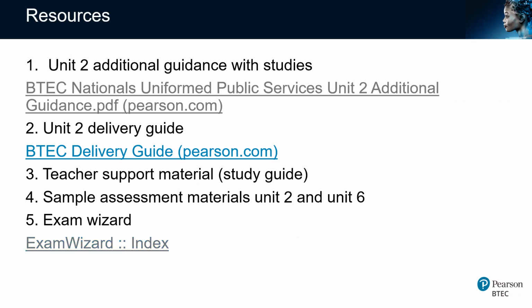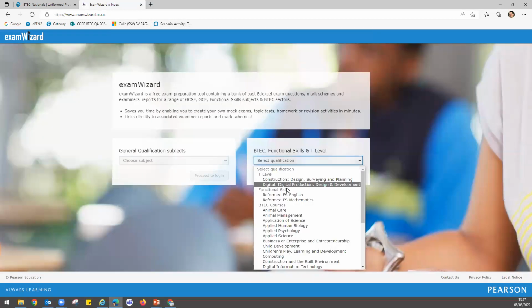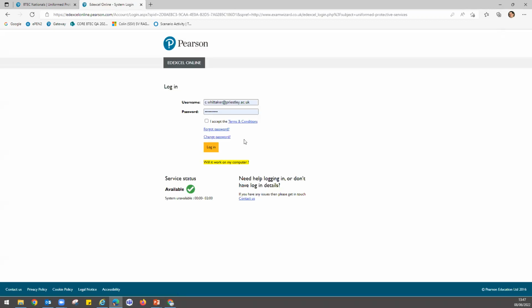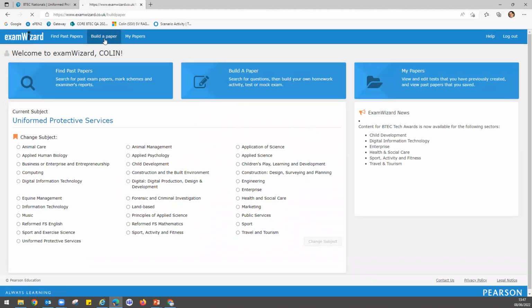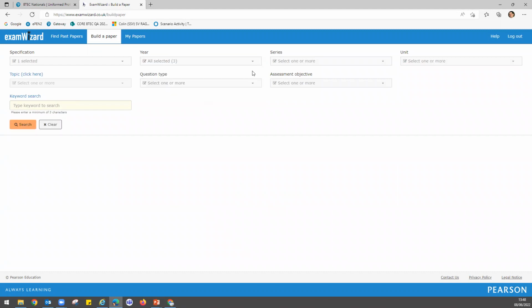Also, we've got the exam wizard. So if I get that up for you. Okay, so on here, you can choose Uniform Protective Services. All right, so on here, you can build your own paper. So you can go on and you can select, if it's an extended diploma or if it's a foundation diploma, you then would be able to select all the years, all the series for Unit 2. You can then select whether you want some short open responses or do you want all of them. If you're targeting a particular objective, so if you've only just started delivering, you might only be looking at AO1, AO2.